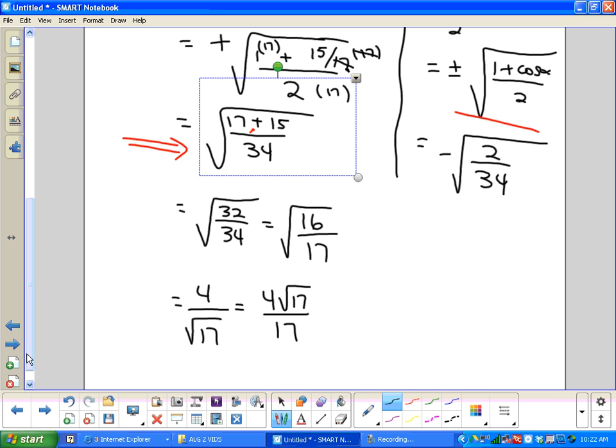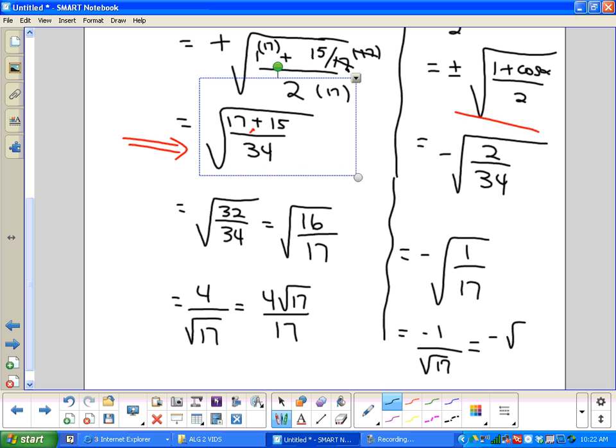Now, y'all help me reduce it. So it'll be negative square root of 1 over 17. All right, the square root of 1 is 1. That'll be the negative sign in front of it. The square root of 17 is just square root of 17. Now let's rationalize it. So that would be negative square root of 17 over 17.